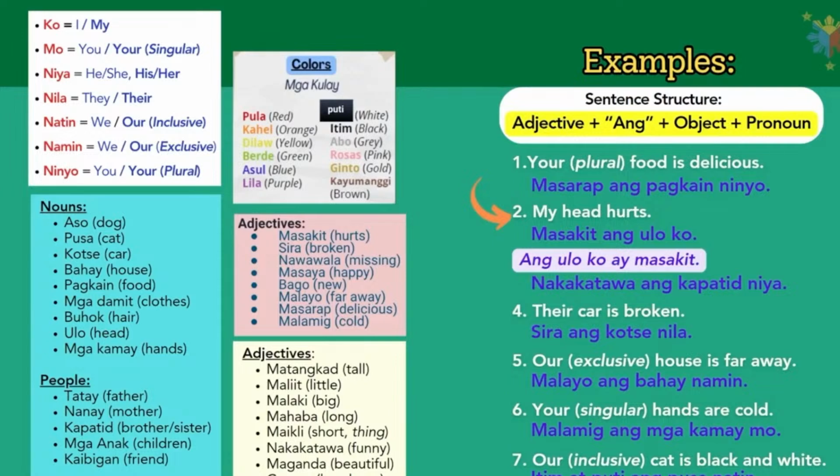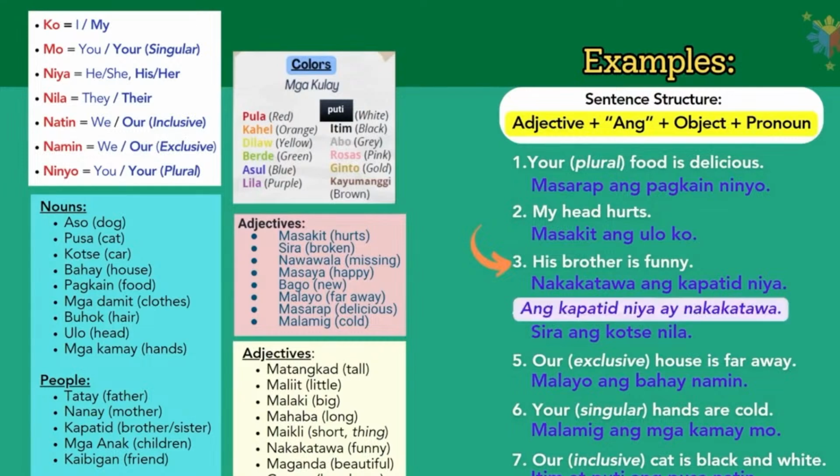That's right. It's correct. And then nakakatawa ang kapatid niya. That could be said as ang kapatid niya ay nakakatawa. So again, you're just switching up the word order here, but it means the same thing.